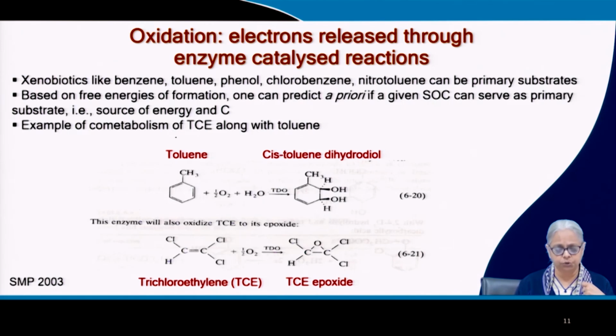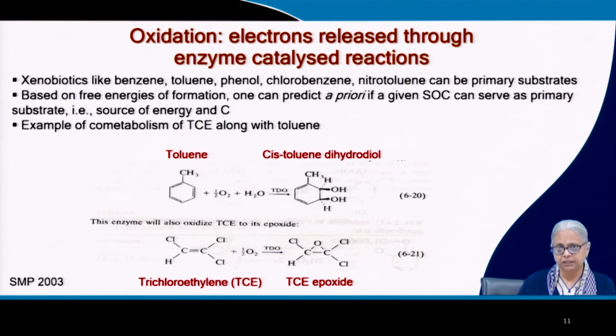What I want to show you here is that, let's say you have toluene. In the presence of oxygen, one particular enzyme called toluene dioxygenase is capable of converting this very stable aromatic ring to cis-toluene dihydrodiol. The first thing I want to say is that it's very difficult to break an aromatic ring. So any aromatic compound is much more difficult to biodegrade compared to an aliphatic compound.